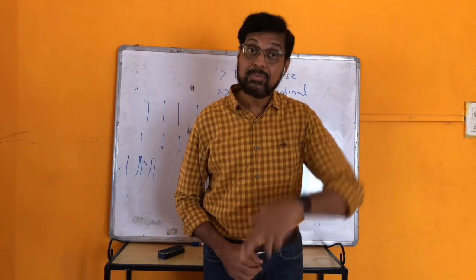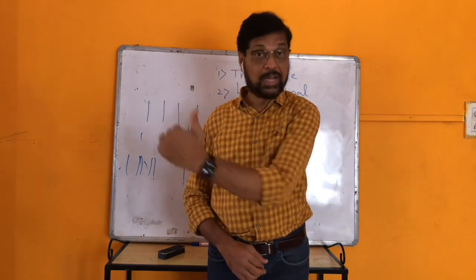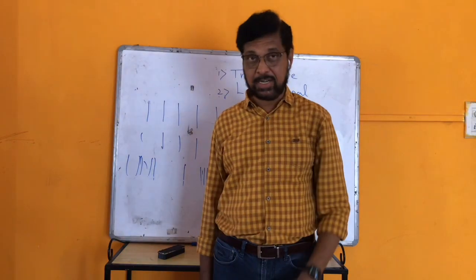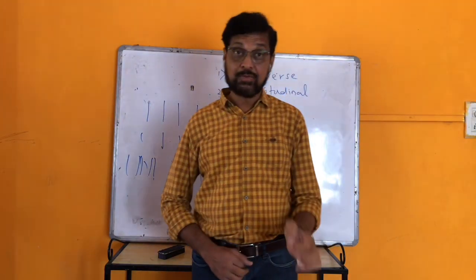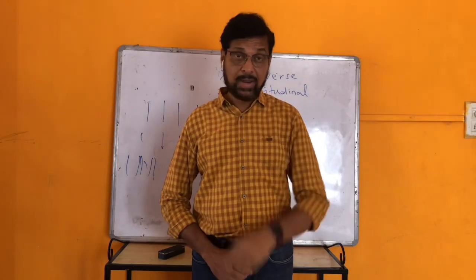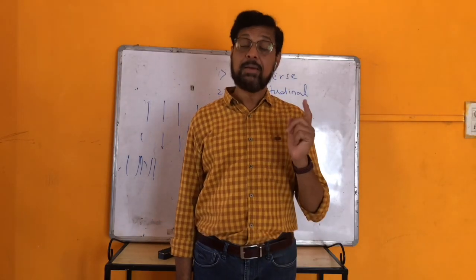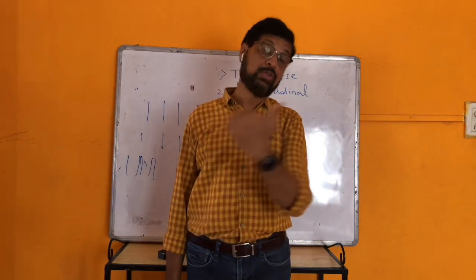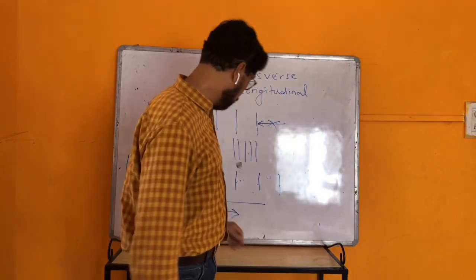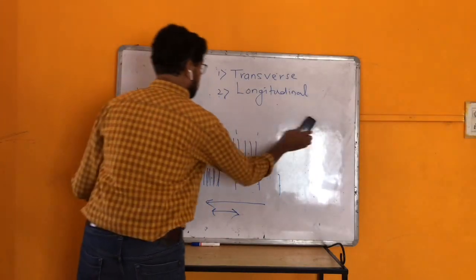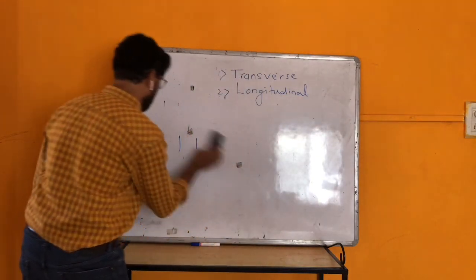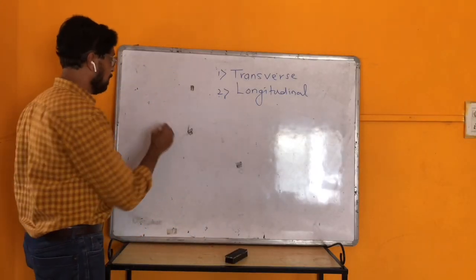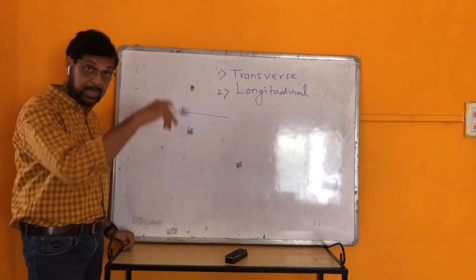कसे? Perpendicular to the direction of propagation of wave. That is the first characteristic, first property of a transverse wave. Number one, in a transverse wave, the particles of the medium vibrate perpendicular to the direction of propagation of wave.